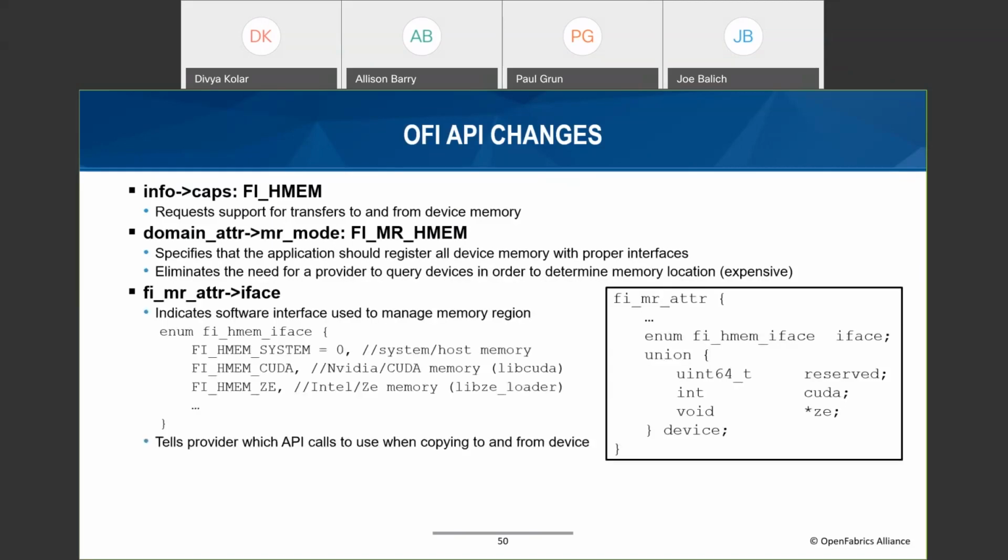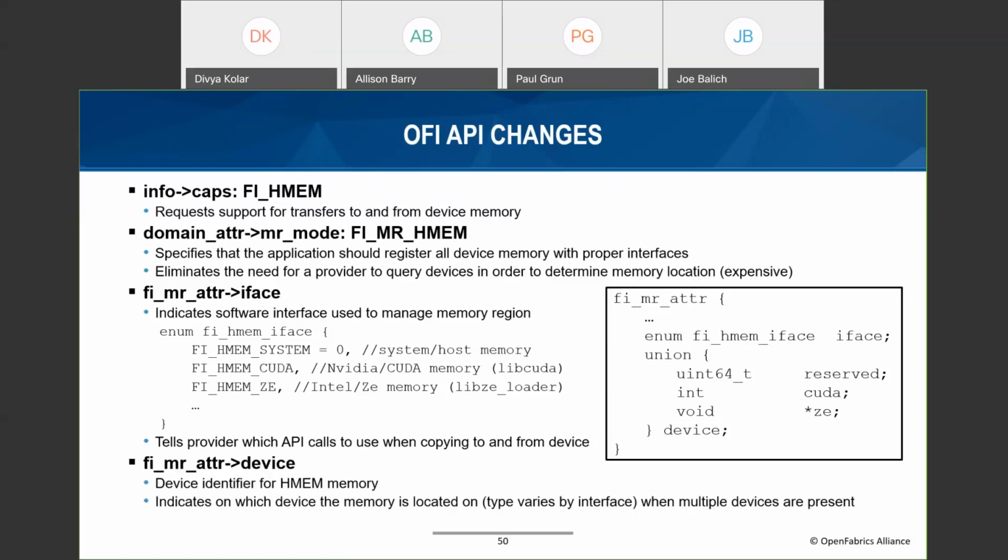In addition to the request for registration of all device buffers, a few fields are added to include supplemental information to the registration call as well. The first is an interface attribute to specify which interface manages the memory region and also tells the provider which API calls to use when copying to and from the memory buffer. So here we have defined types of interfaces for host memory, FI_HMEM_SYSTEM, also for NVIDIA GPUs, FI_HMEM_CUDA, and Intel GPUs, FI_HMEM_ZE, telling us which library calls to use for that registered buffer.